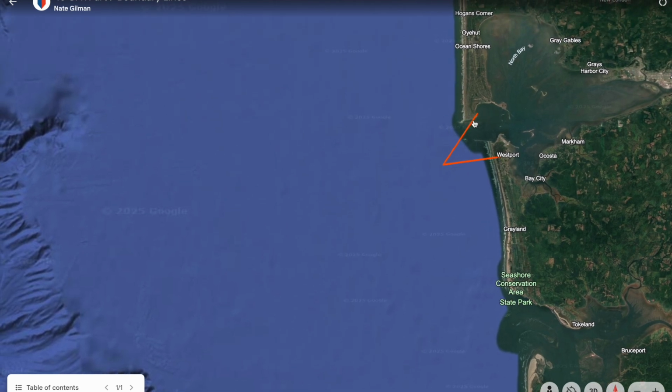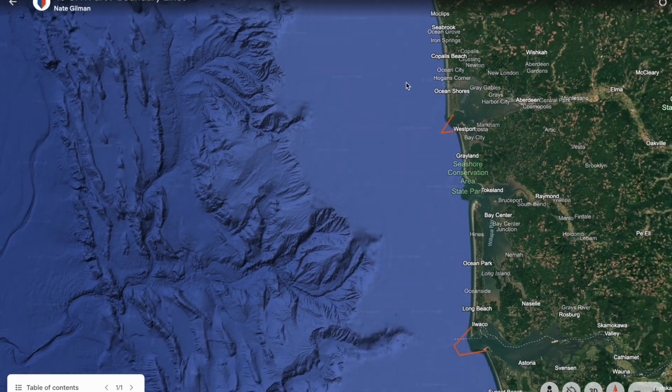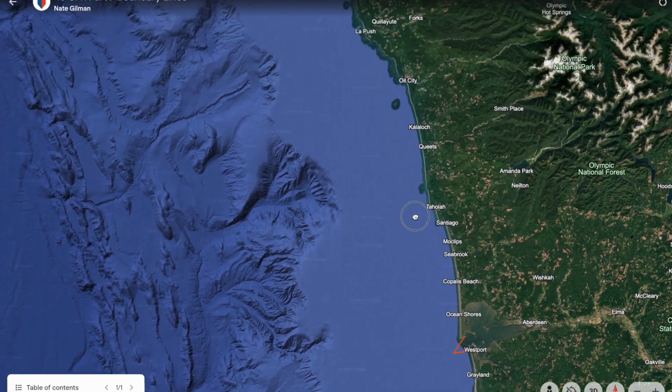And same thing here with Westport. So Westport from Ocean Shores over to Westport, the Safe Water Buoy, all of Grays Harbor is going to be inland. Anything outside of there is going to be near coastal. So using common sense as you use those.